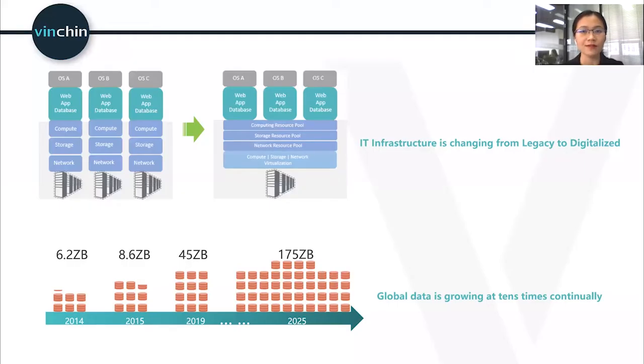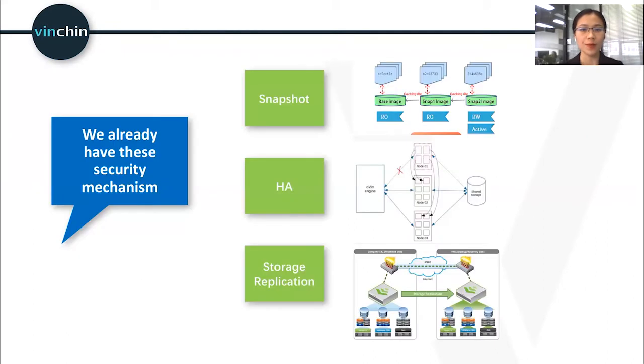As we know, server virtualization has changed today's IT infrastructure from legacy to digitalized. With that change comes a lot of data generated. This data has become our property. In order to protect it, virtualization vendors have explored some ways for us. Let's take a look. They built in some mechanisms to improve users' data redundancy and business continuity, like snapshot, HA, and storage replication.